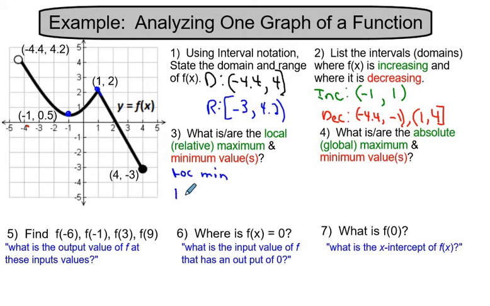Now, here's the thing about them. There actually are more than just those two, and I'll explain why in just a second. So local min is -1, 0.5, and my local max is the point 1, 2. Now, where are the other ones?